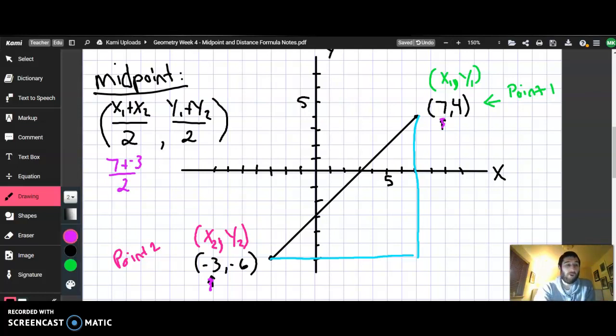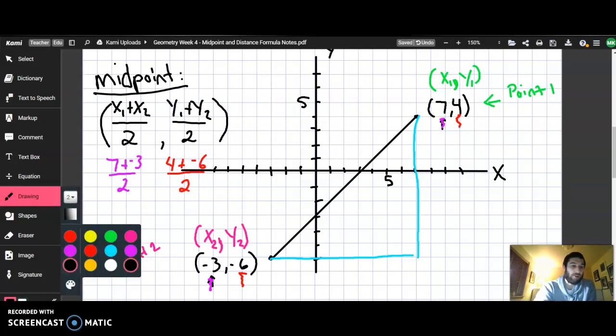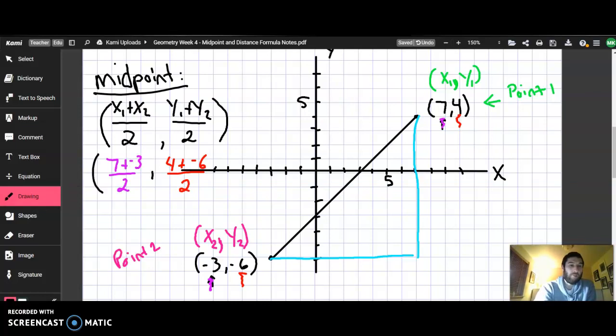Let's do the same thing for the y's. Take one of the y's, take the other one of the y's, now add them together. 4 plus -6, all divided by 2. And our answer here is a point, so we're still remembering our parentheses and our comma. Now we can actually mathematically work it out.